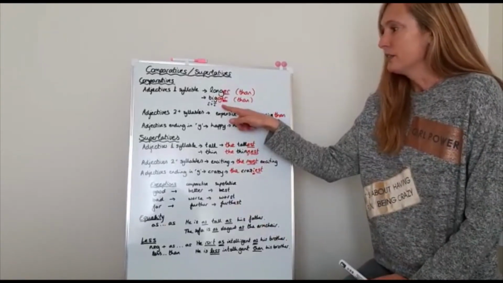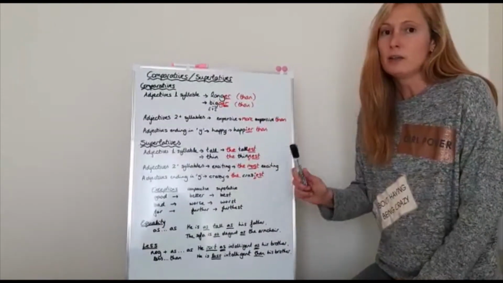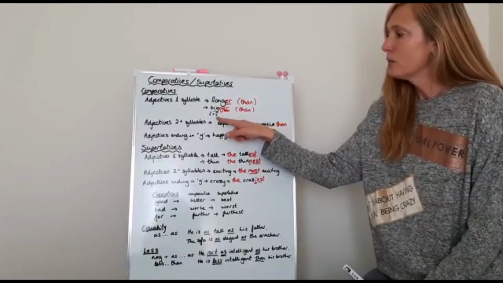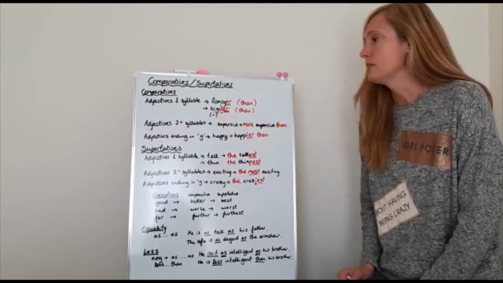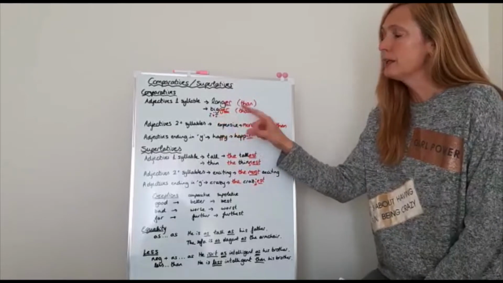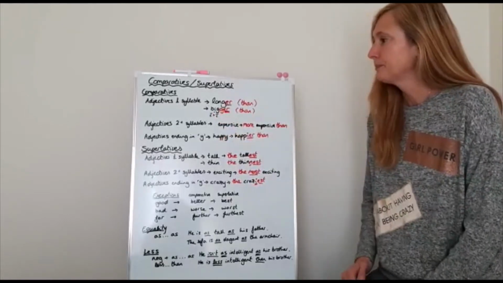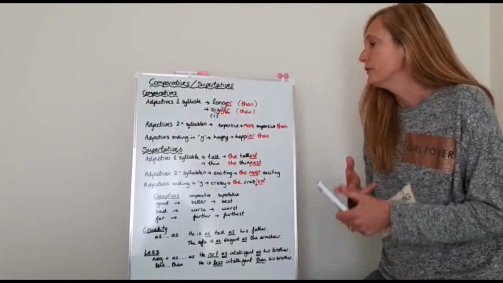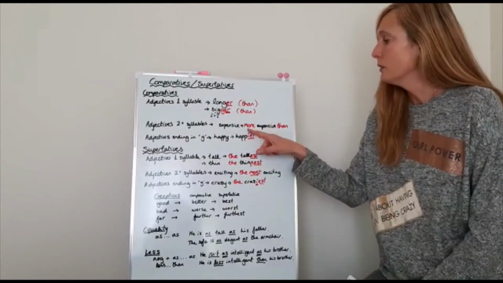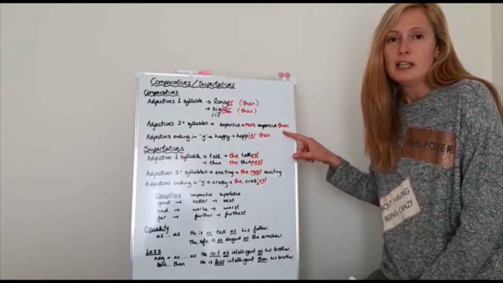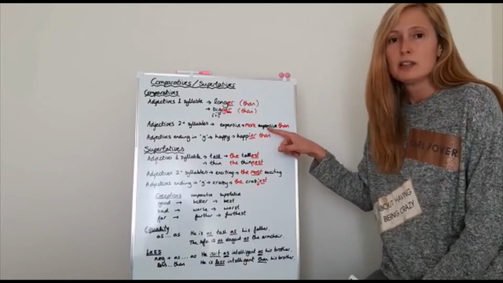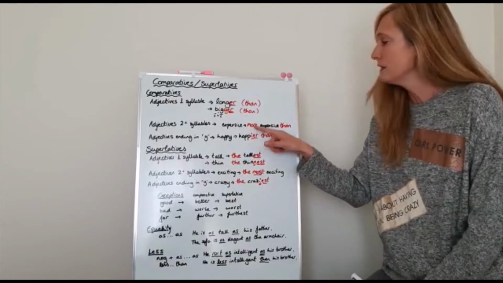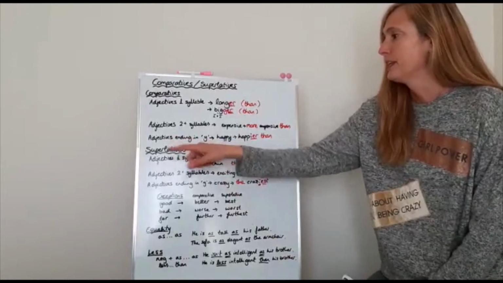Short adjectives ending in consonant, vowel, consonant would also add er, but we would double the final consonant. So in this case, big would become bigger with two G's. Adjectives with more than two syllables, for example, expensive, would change to more expensive than. In this case, the adjective itself doesn't change. It's only that we add more in front of the adjective and then than after.